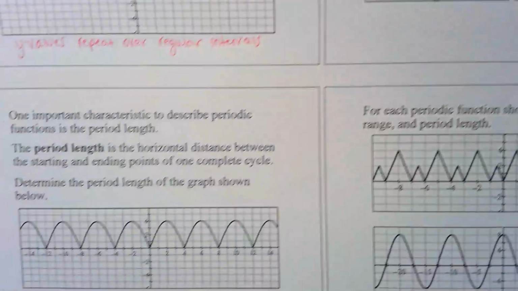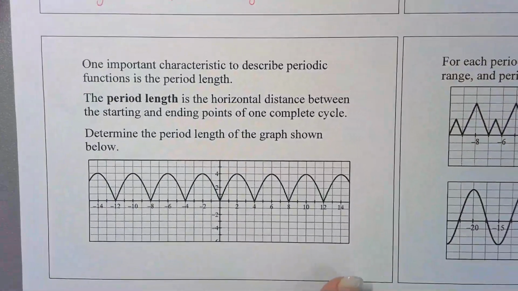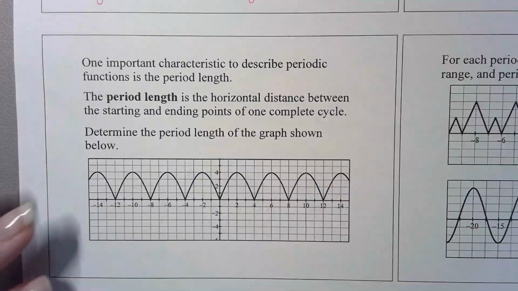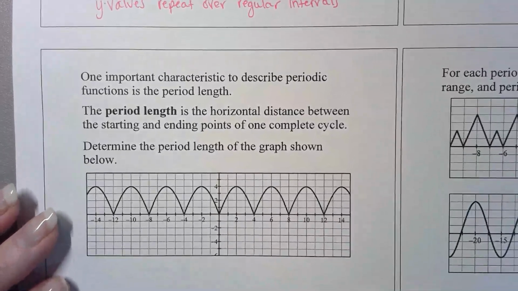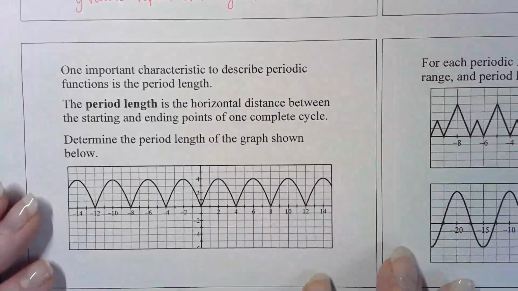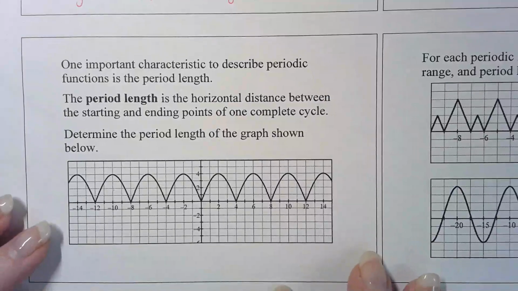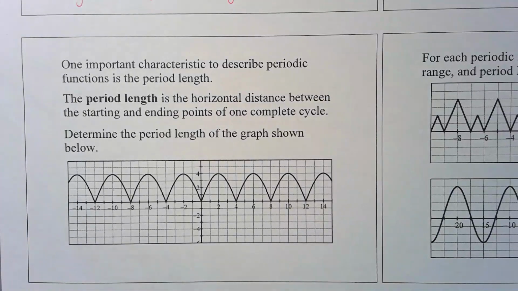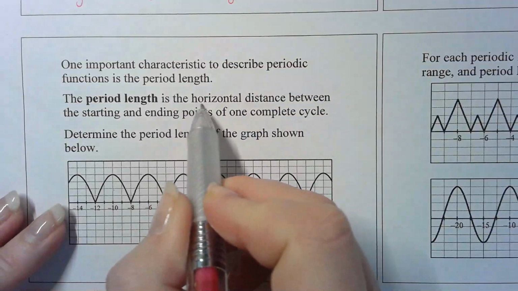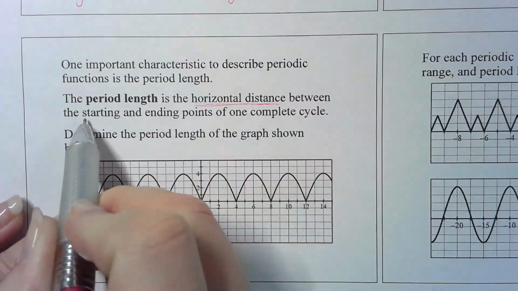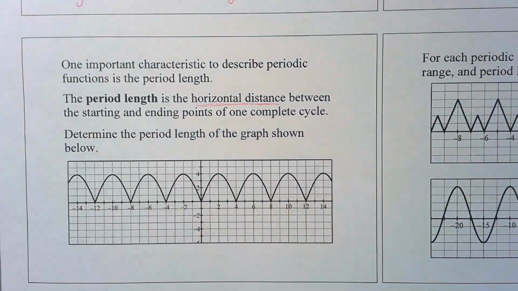So as we talk about periodic functions over the next few weeks, one of the most important characteristics or qualities of a periodic function is the period length. And the period length is essentially how long does it take to complete one cycle. When we say how long, we're kind of thinking time. And so for us, time is like the x-axis. So what is the horizontal distance between the starting and ending points of one complete cycle?